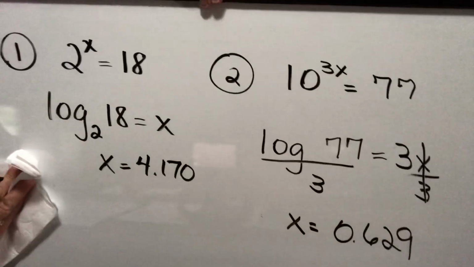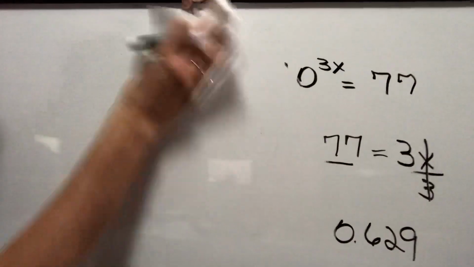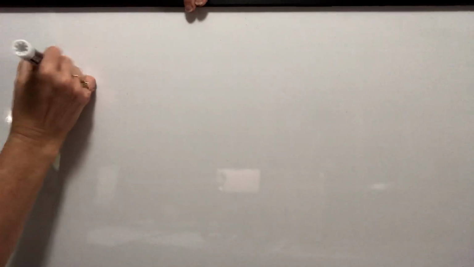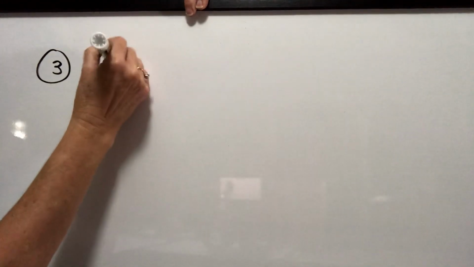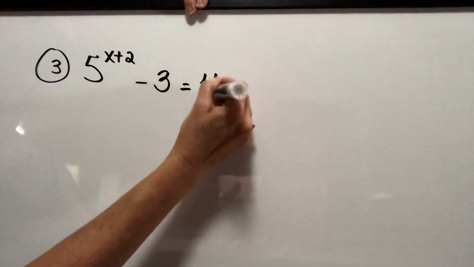So that's 1 and 2. Those are pretty easy. The rest of these are not difficult. It's just you got to do a couple more steps. Not hard. Okay, so number 3, we have 5 raised to the x plus 2 power minus 3 equals 42.